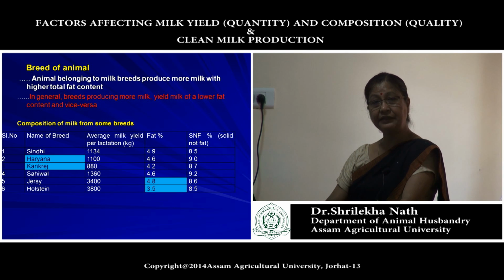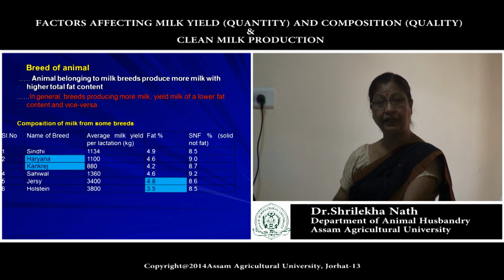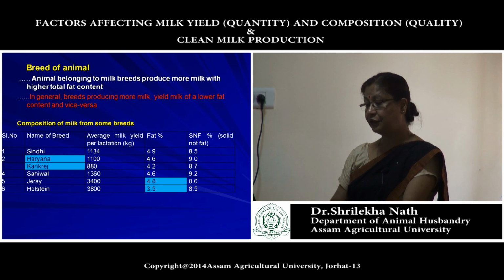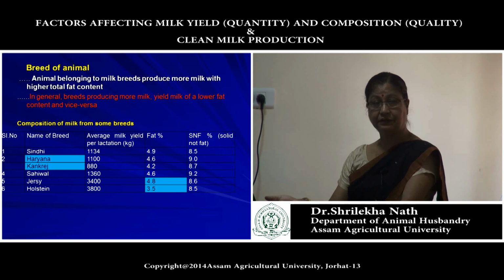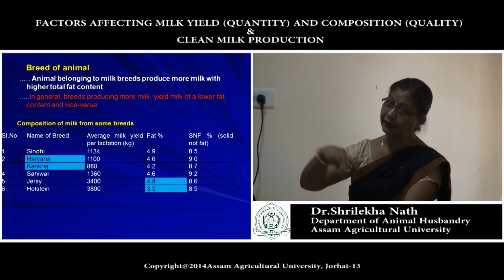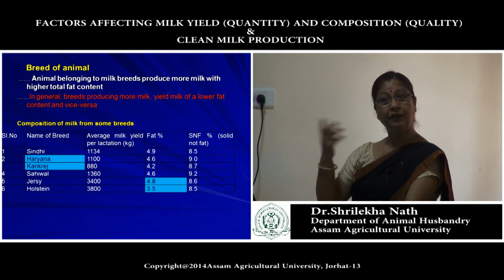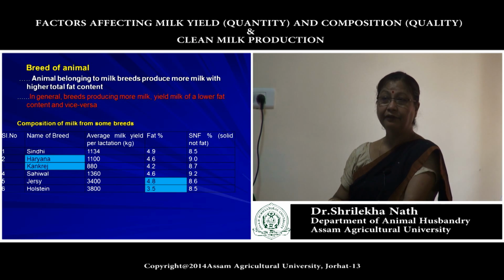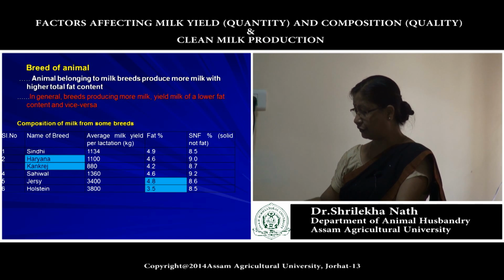In exotic breeds, Holstein Friesian produces more milk as compared to Jersey. See, Holstein produces 3800, Jersey produces 3400, whereas the fat, when the yield is more, generally the fat percentage is less. In general, the more the milk yield, the less the fat percent. So Holstein has more milk yield, less fat percentage as compared to Jersey.